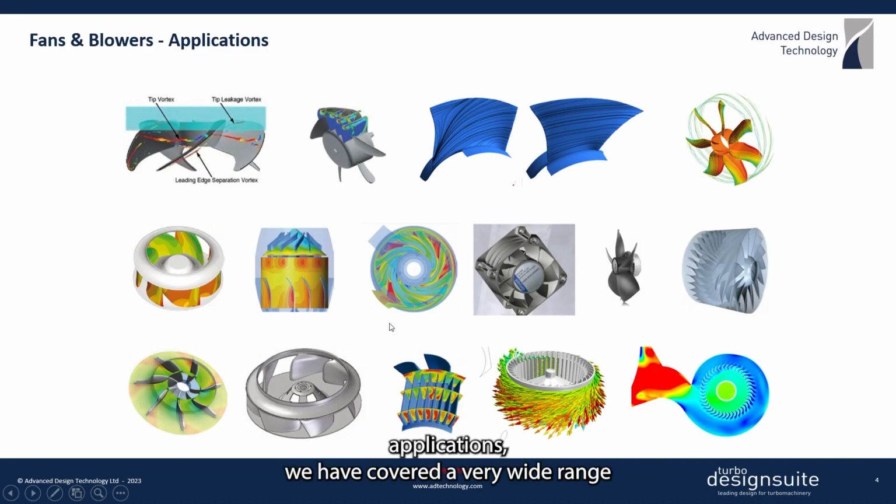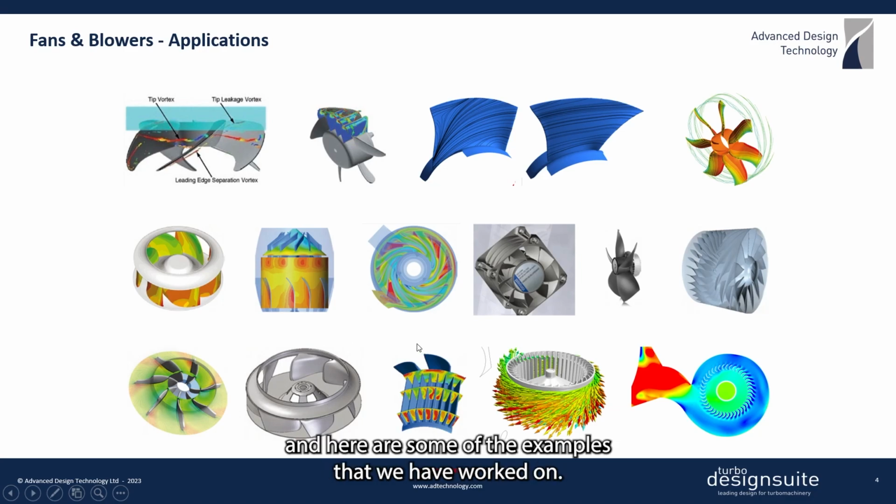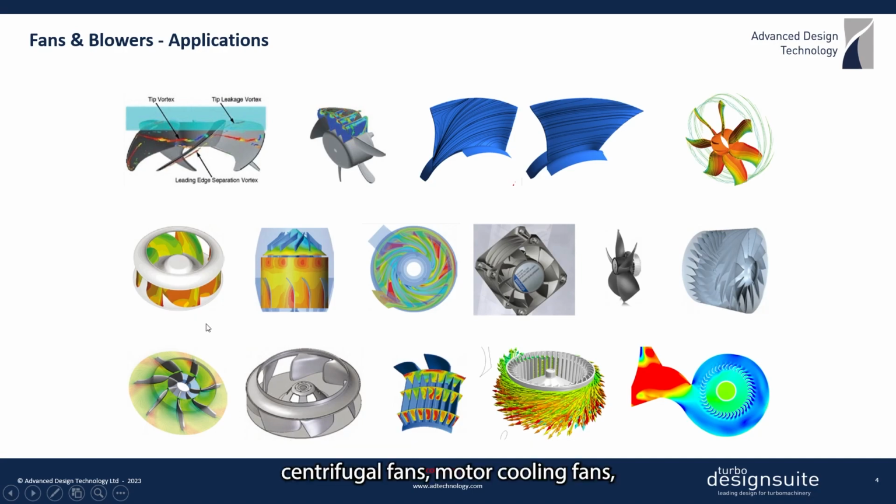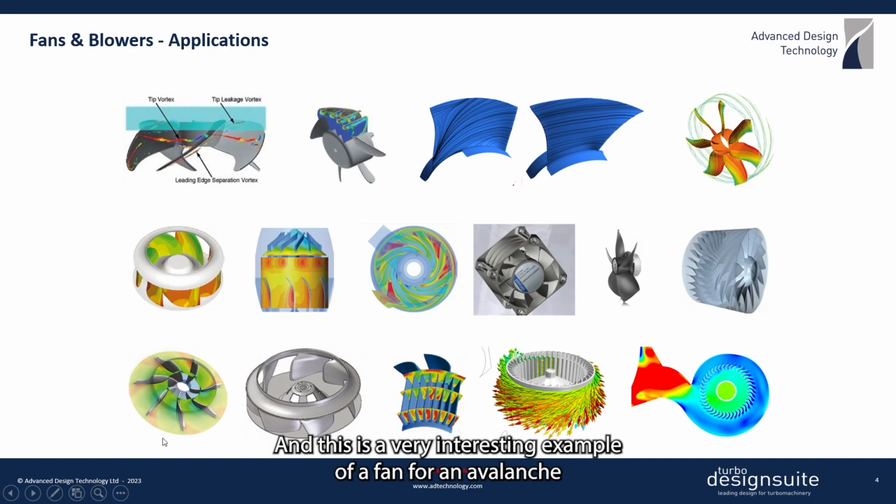So in terms of fan applications, we have covered a very wide range, and here are some of the examples that we have worked on. Propeller fans, radiator fans, large-scale ventilation fans, centrifugal fans, motor cooling fans, and this is another motor cooling fan for electric vehicles, so it's a special compact design. And then rotor stator fans for CPUs, a mixed flow axial fan stage for military vehicle cooling applications, and this is a very interesting example of a fan for an avalanche safety backpack, and this was developed together with Arc'teryx.